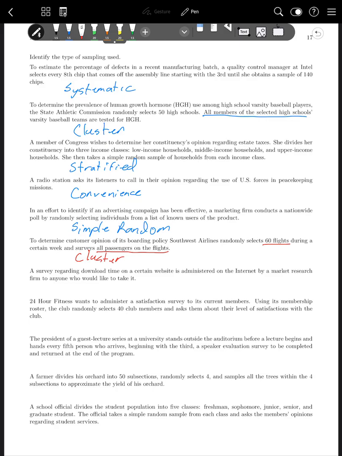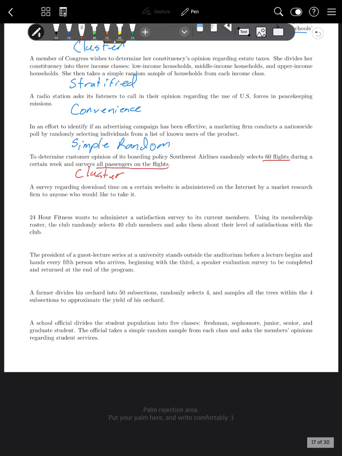The next one says, a survey regarding download time on a certain website is administered on the internet by a market research firm to anyone who would like to take it. So that would be convenience, because those people are self-selected. So remember, self-selected falls under the bigger banner of convenience. So that's a convenience sample.